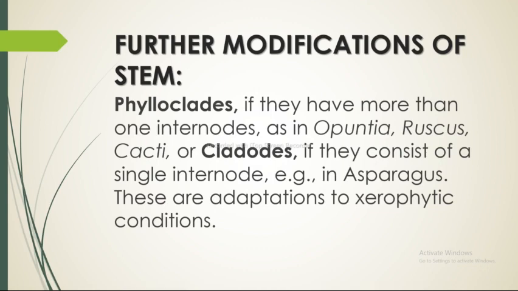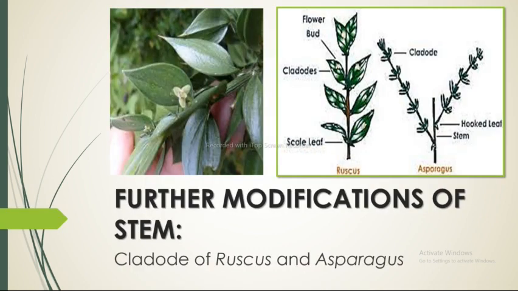If they consist of a single internode, for example in asparagus, these are adaptations to xerophytic conditions. Further modifications of the stem: this is the cladode of Ruscus and asparagus. In the first figure, you can see the flower bud, the cladodes, and the scale leaf of Ruscus. In the second figure, you can see the cladode, the hooked leaf, and the stem of asparagus, as shown in the figure.